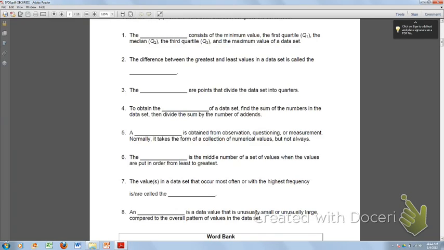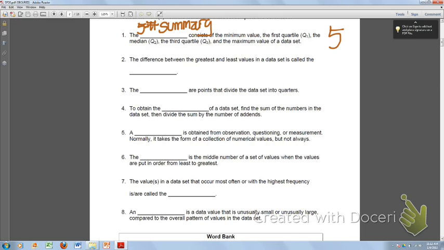So for problem number 1, it says this consists of the minimum value, the first quartile, the median, the third quartile, and the maximum value of a data set. Without even knowing what any of those are, you know that there are 5 numbers there. And in your word bank, you have something called the 5-number summary. Number 2 says the difference between the greatest and least values in a data set.